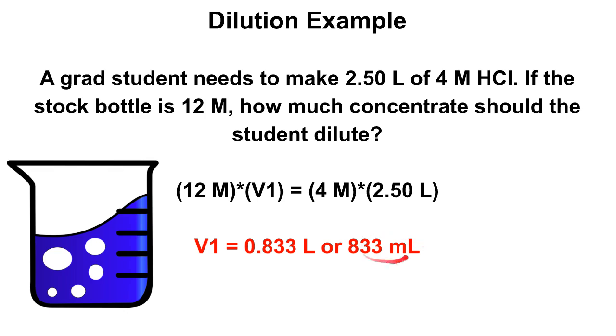And then, once they have 833 milliliters, they would need to dilute that amount up to 2.5 liters using distilled water or deionized water in order to bring it to the final concentration. So this is the final volume, and then V1 is just the volume of concentrate that you would be taking. In order to dilute that concentrate, you have to bring it up to the volume that you stated over in V2. And so that is an example of how a dilution would work.